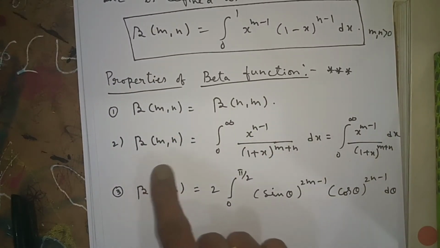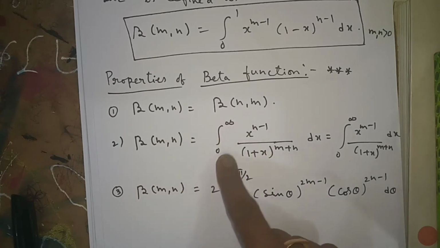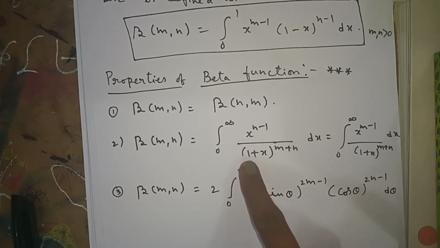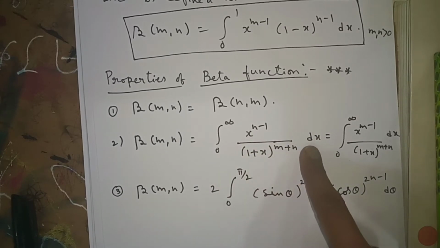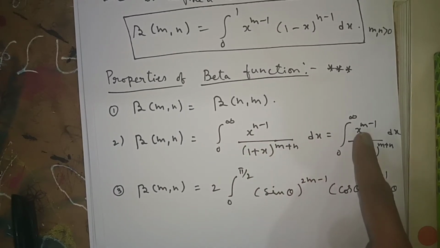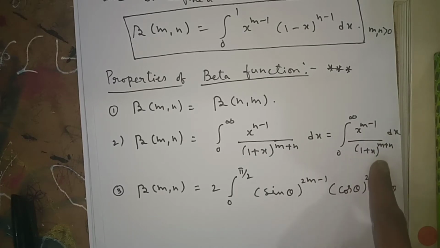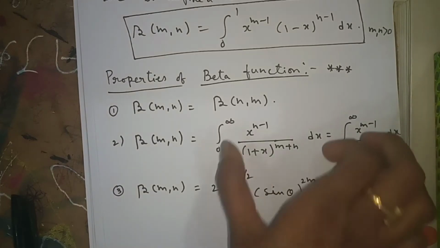And the second one is beta of m, n is equal to integral 0 to infinity of x to the power of n minus 1 by 1 plus x to the power of m plus n dx, which is equal to integral 0 to infinity of x to the power of m minus 1 by 1 plus x to the power of m plus n dx. This is the second property.